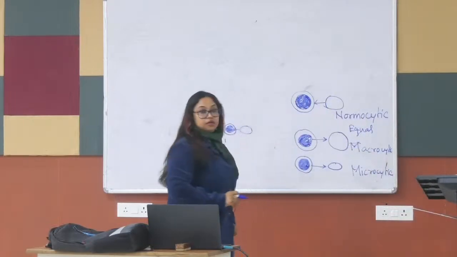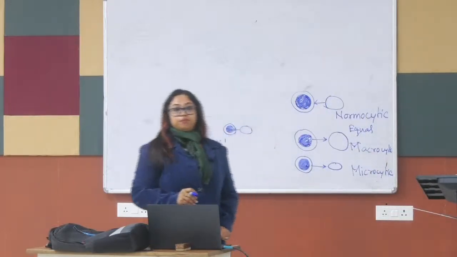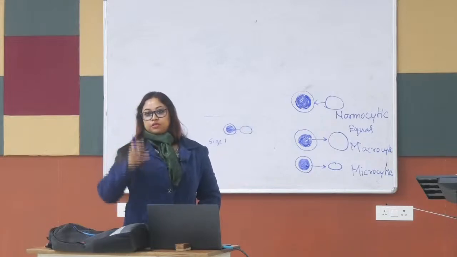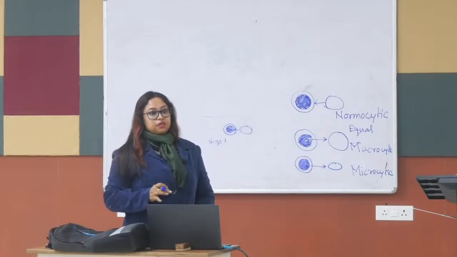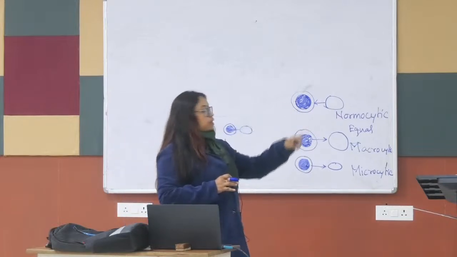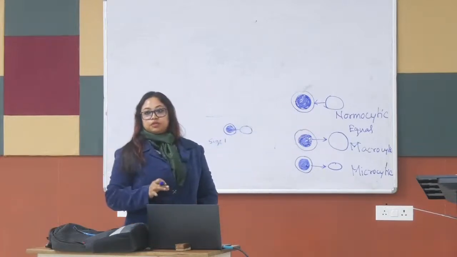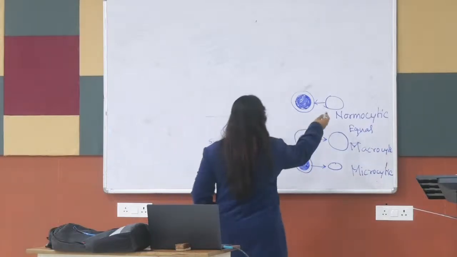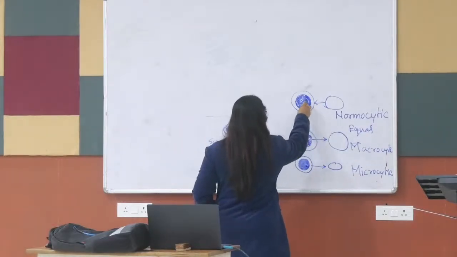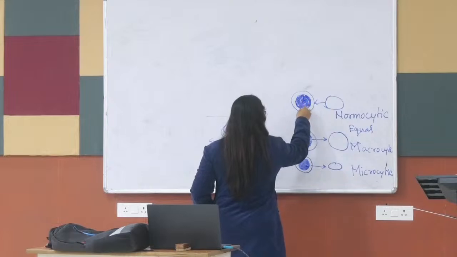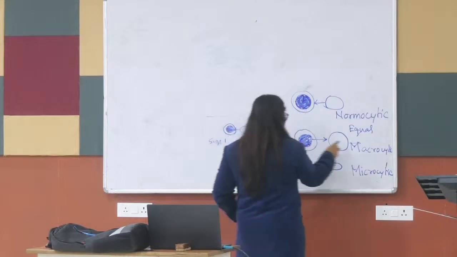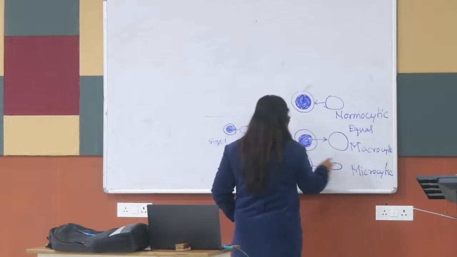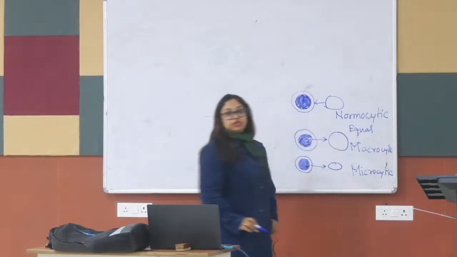So it is clear, we are comparing the size with the nucleus of a small lymphocyte on a peripheral blood smear. How these terms macro, micro and normo came, I am explaining that. Normocytic is when the size of RBC is equal to the size of the nucleus of a small lymphocyte. When the RBC size is bigger than the nucleus, that is macrocytic, and when the size is smaller, it is microcytic.